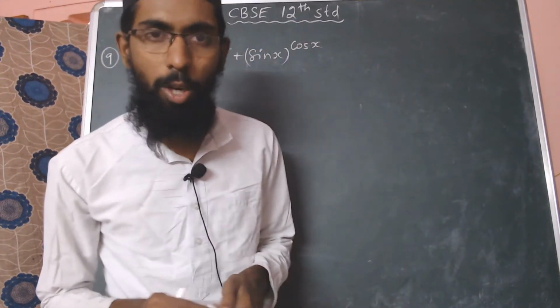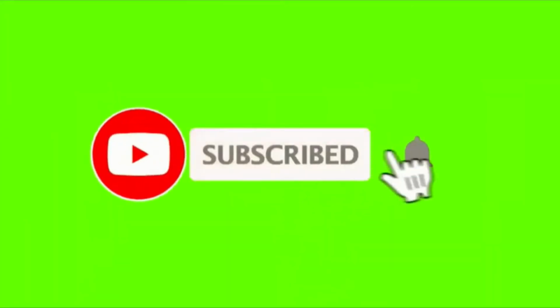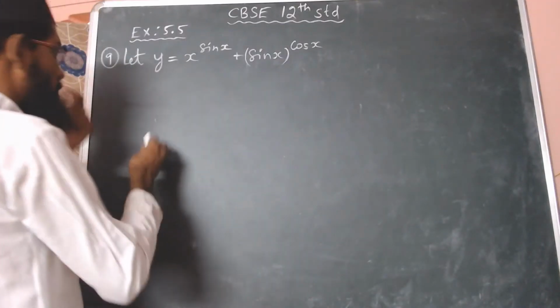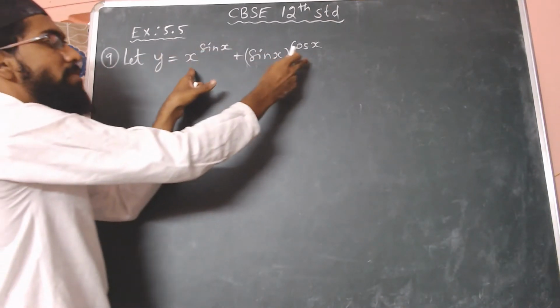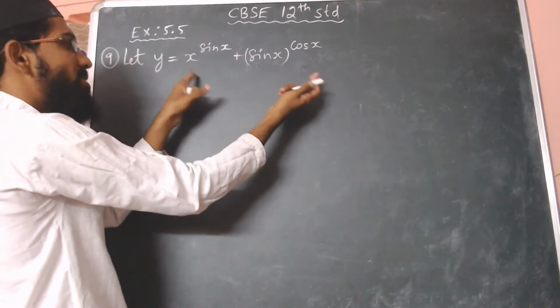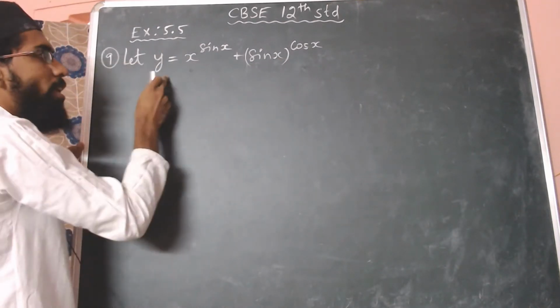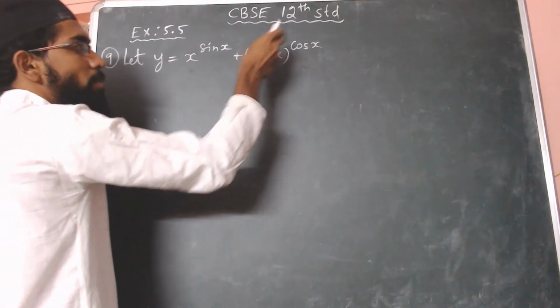Now we'll get into the topic. So this is what they are given. They are asking us, for the ninth sum, the derivative of this particular function. So I'm just taking that function to be y. So let y equal to x power sin x plus sin x power cos x.